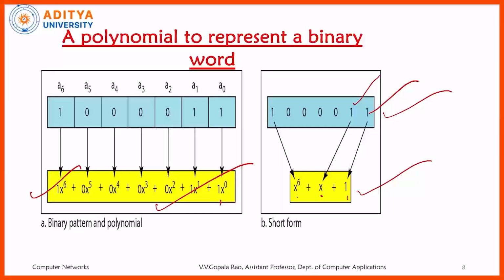Then immediately we are getting x to the power of 6. That means up to this there is no term when you compare with the polynomial. Then all the remaining positions are occupied with zeros. Only at the position x to the power of 6 you are getting the 1. So this is the way the polynomial can be represented in the form of a binary word.